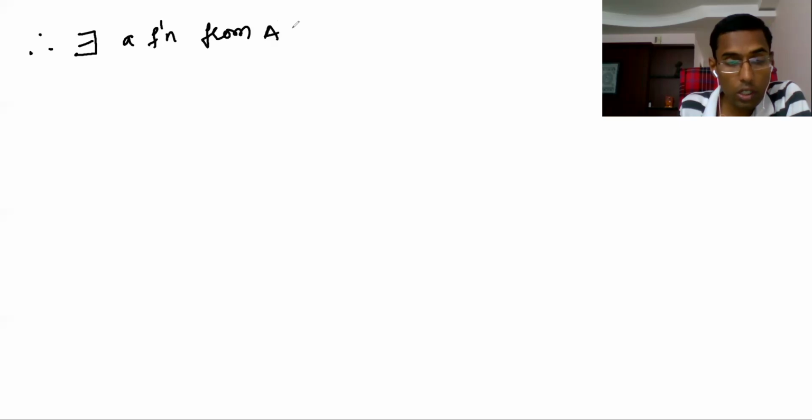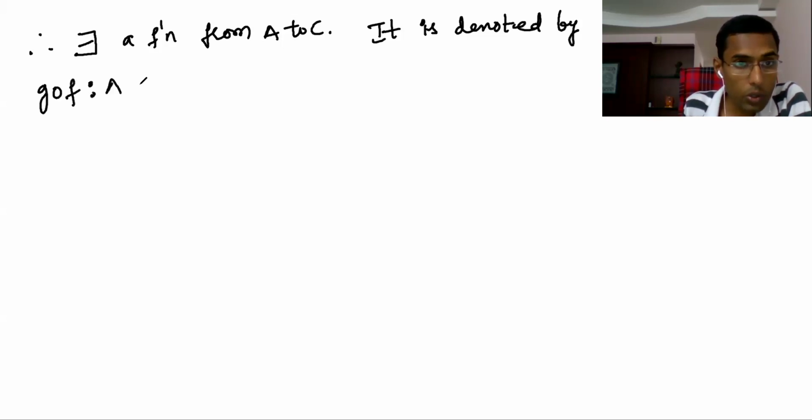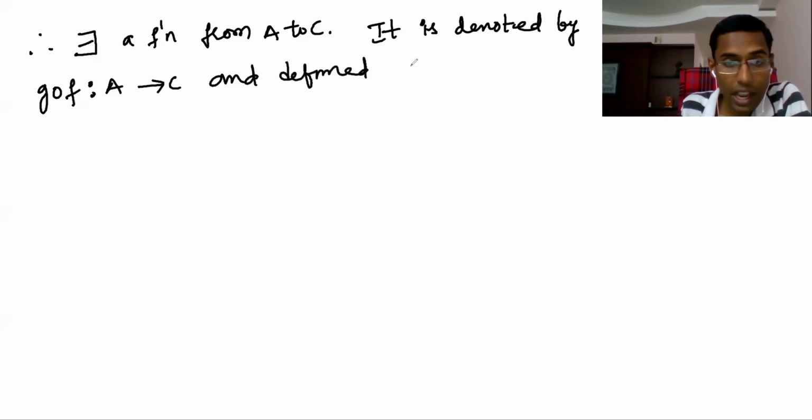Therefore, the conclusion is that there exists a function from A to C. It is denoted by G circle F, a function from A to C, and it is defined as G of F of X. G circle F of X, we write like this: G of F of X.